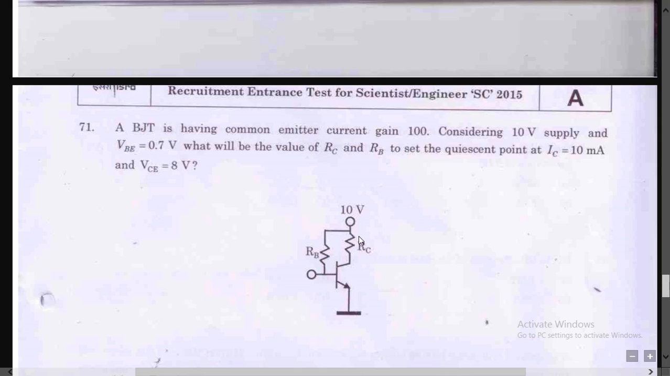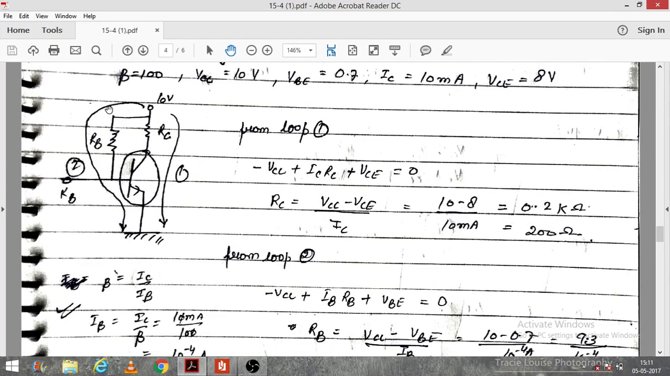Simply we have to apply KVL in that loop and in that loop. I have already discussed all these things here. In the first loop, while I am applying KVL in loop 1, minus VCC, plus ICRC, plus VCE is equal to 0. By putting all these values, because VCC is given as 10 volt, VC is given as 8, and IC is given as 10 milliampere, we can easily calculate that it will be 200 ohms.